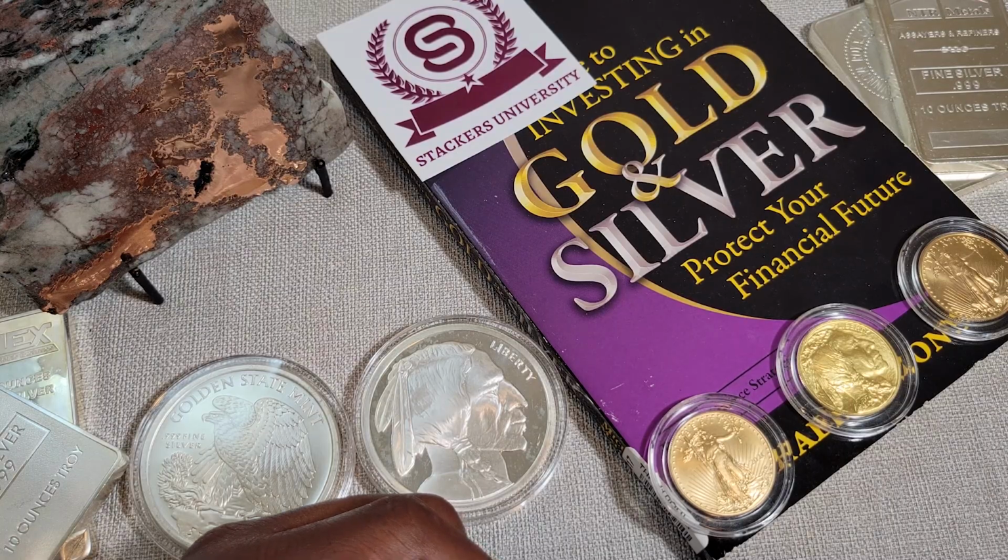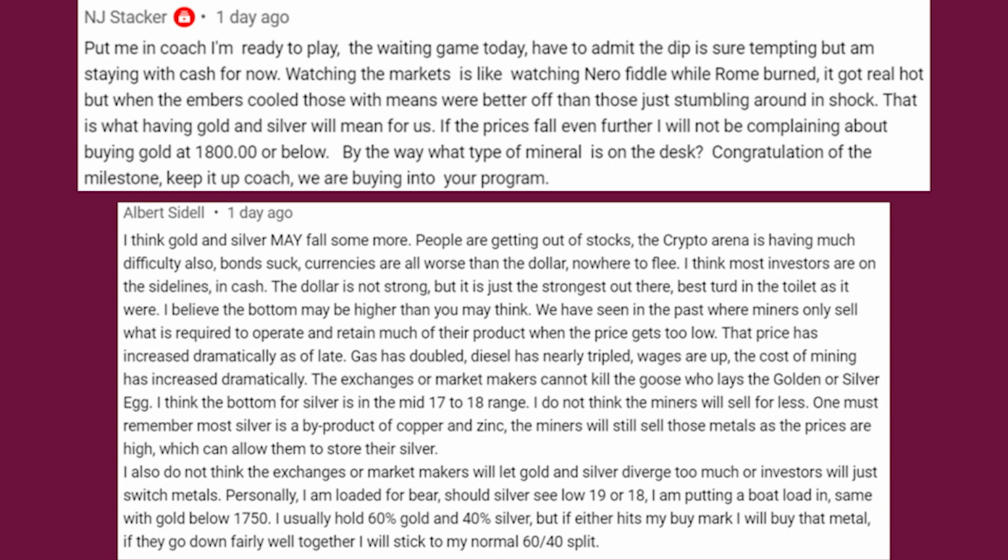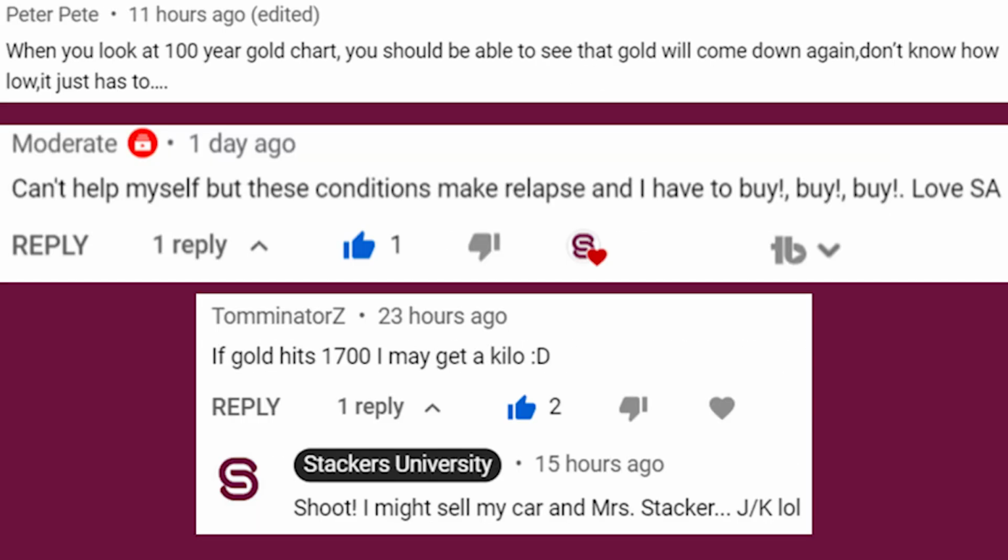Then we have Albert, who I can't even read all this. It's a fire comment. He really breaks down what's going on, and just talking about gas prices and wages. And so again, y'all, you need to be reading these comments. Peter Pete jumped in, talking about looking at the 100-year gold chart. That's what we're doing.